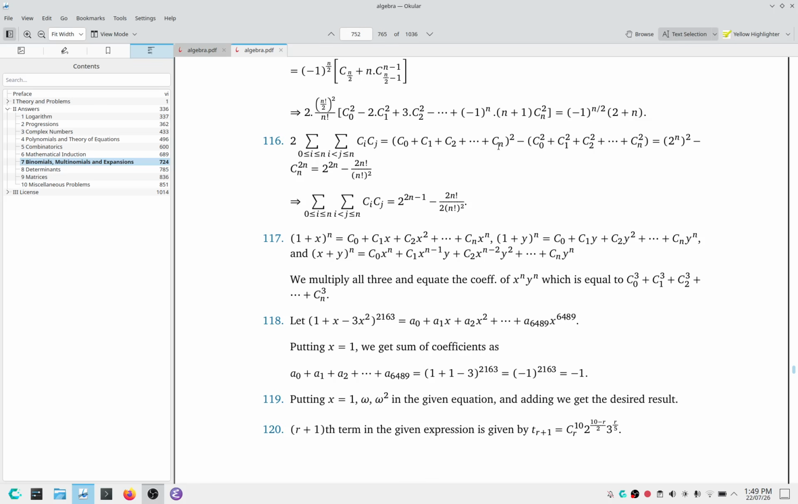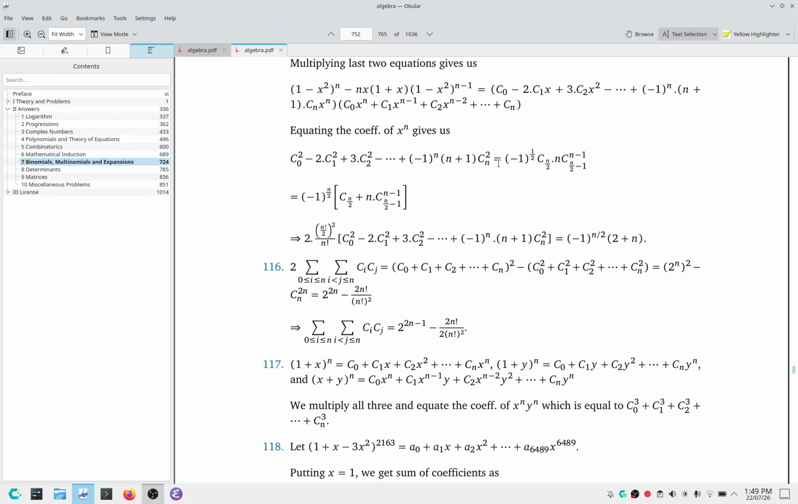This we already know, that c0 + c1 + c2 up to cn is equal to 2^n, and the square term, yeah, where is that? There is something wrong here. Looks like there is some typing mistake. This should be 2n Cn. This is equal to 2n Cn. We will figure this out very quickly.